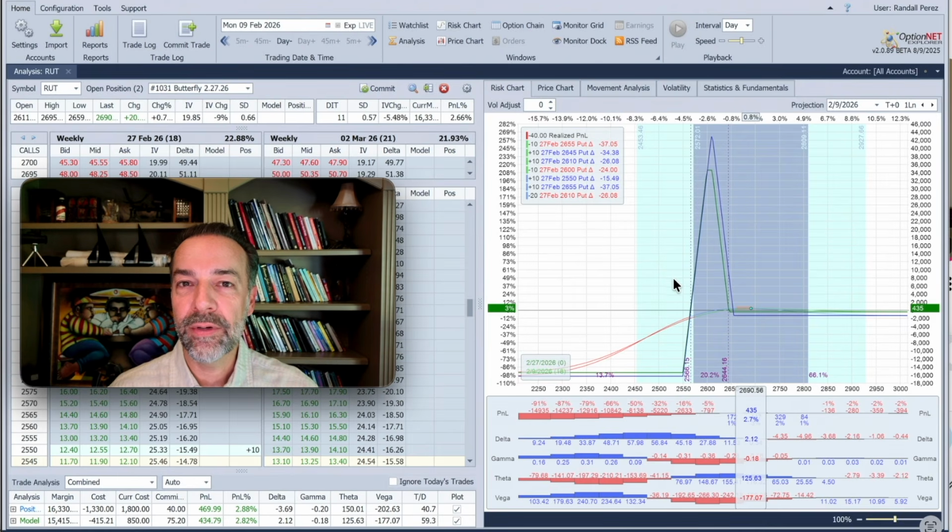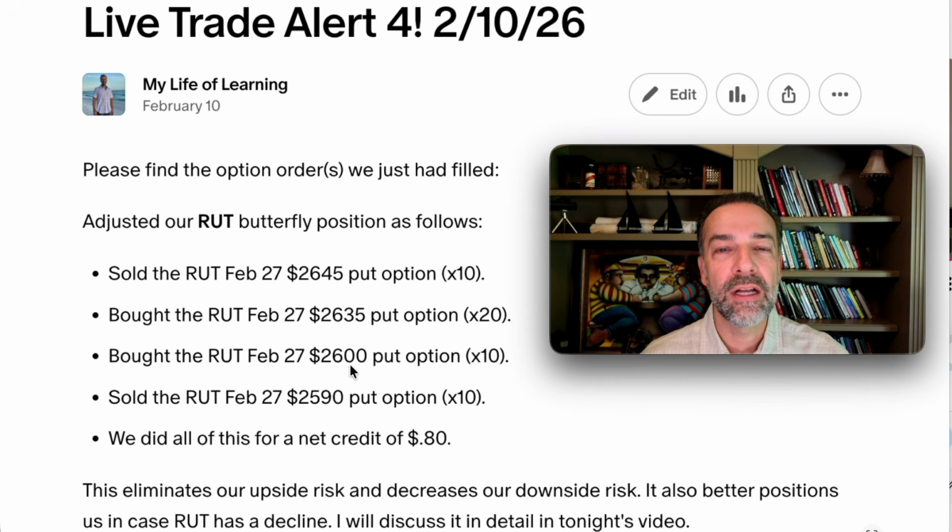So did you notice what happened here? Number one, I collected a credit for this trade. Now in this position, I'm only out of pocket $415 total. I've lowered my downside risk and I've lowered my upside risk. Well, fast forward to the next day and I made another adjustment. Here's a screenshot of that trade alert.